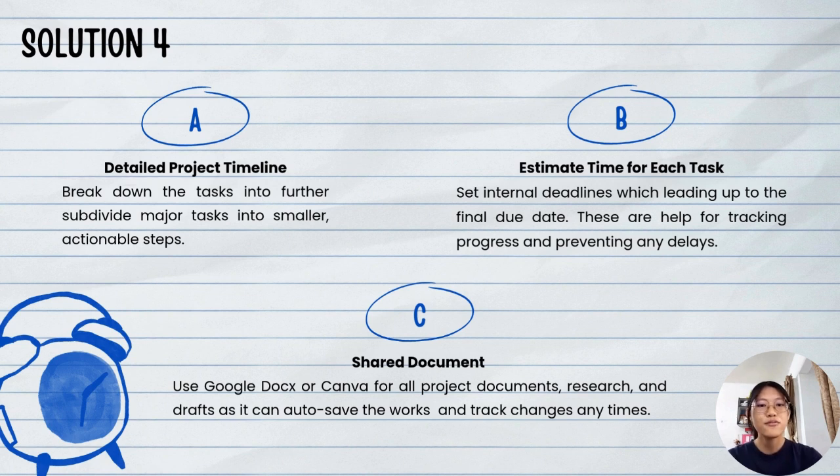Finally, we propose utilizing a shared document system. This means leveraging tools like Google Docs or Canva for all our project documents, research, and drafts. A significant benefit here is the auto-save feature, which protects our work, and the ability to track changes anytime. It ensures version control, facilitates real-time collaboration, and means everyone is always working from the latest information, reducing errors and improving efficiency.